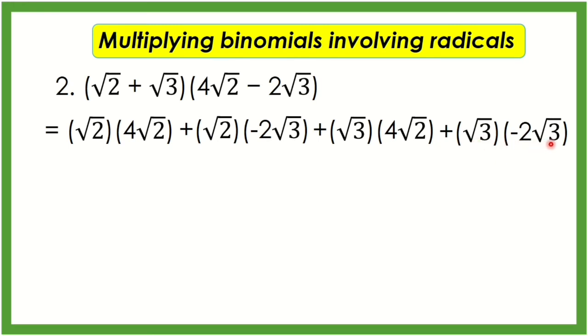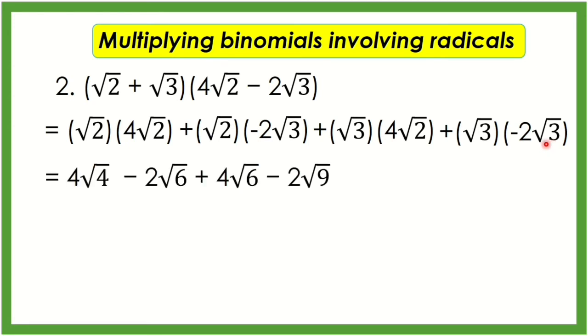And then, multiply natin. Square root of 2 times 4 square root of 2 ay equal sa 4 square root of 4. Ang coefficient ng unang radical is 1. 1 times 4, that is 4.